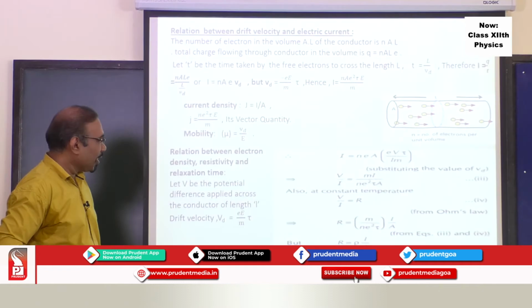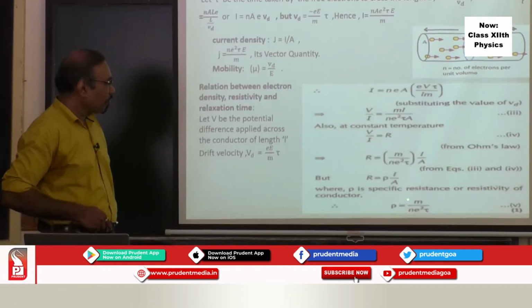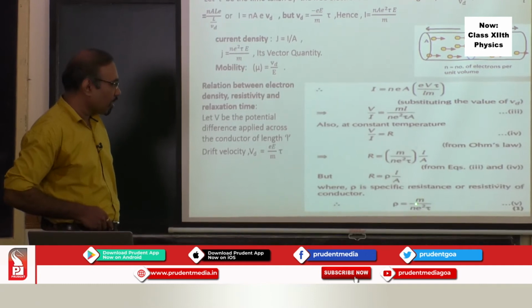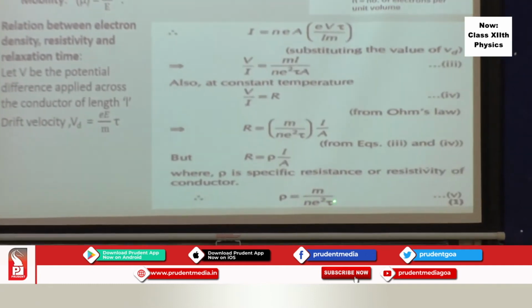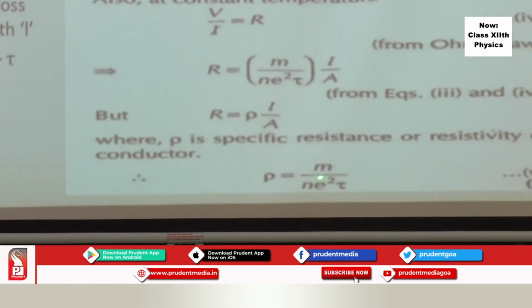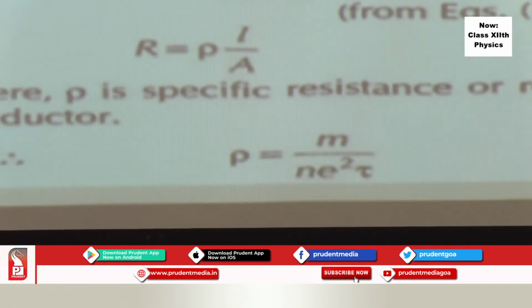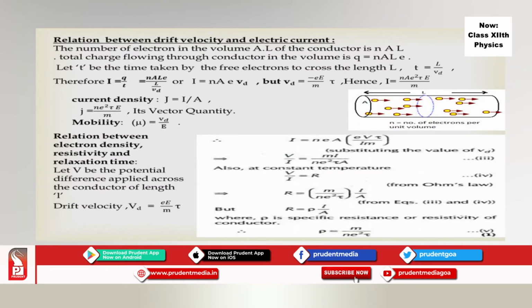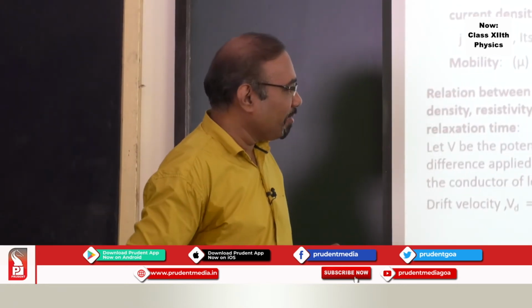What does this mean? That means resistivity depends on the mass of the electron, the number density, and is inversely proportional to relaxation time. Mass of the electron is constant. n is the number of electrons per unit volume. So if the number density of electrons changes, resistivity can change. So resistivity is particular to the characteristic of the material, as I told you. What is meant by the characteristic of the material? If the number of electrons per unit volume of that material changes, then resistivity can change.